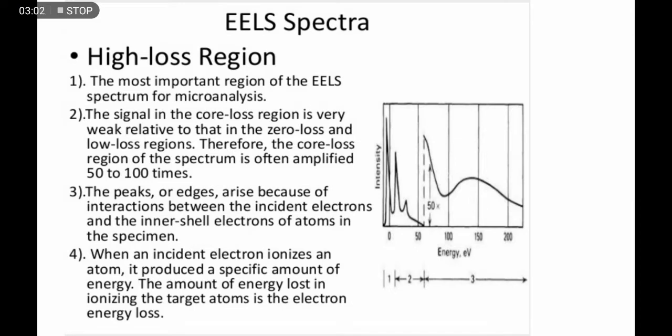Now we'll talk about the high loss region. The most important region of the EELS spectrum for microanalysis is the high loss region. The signal in the core loss region is very weak relative to that in the zero loss and low loss regions. Therefore, the core loss region of the spectrum is often amplified 50 to 100 times, as you can see in the figure. The peaks or edges arise because of an interaction between the incident electrons and the inner shell electrons of the atoms in the specimen. When an incident electron ionizes an atom, it loses a specific amount of energy. The amount of energy lost in ionizing the target atoms is the electron energy loss.